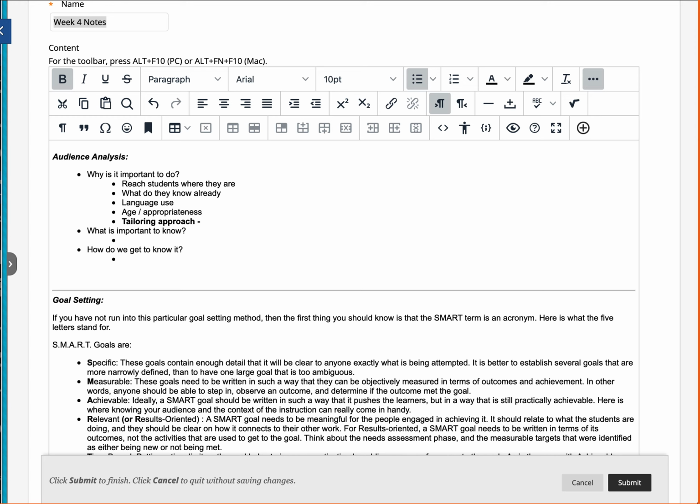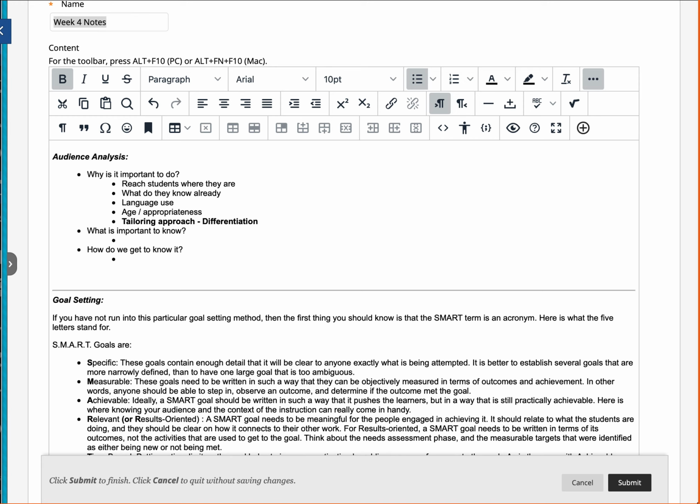So I'm trying to find the word. It's not diversified instruction. Somebody help me out here. What's the word? Shoot, I'm blanking. Not diversified isn't the right word. It's differentiated? Differentiated. Thank you. I knew it was a D word and I just got stuck on diversified.